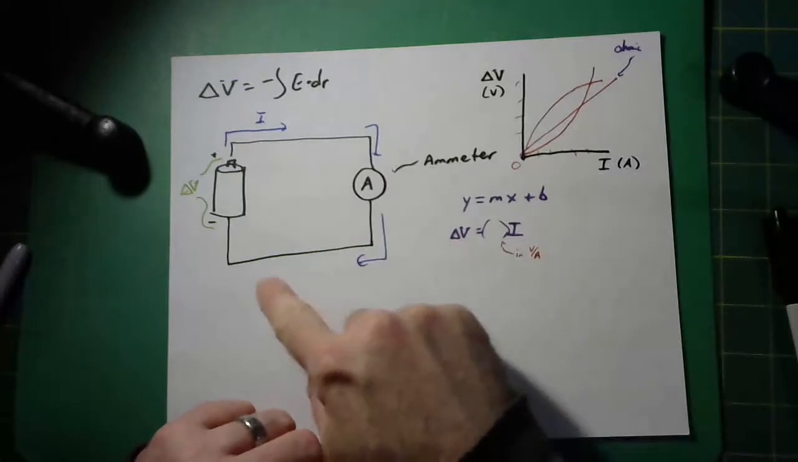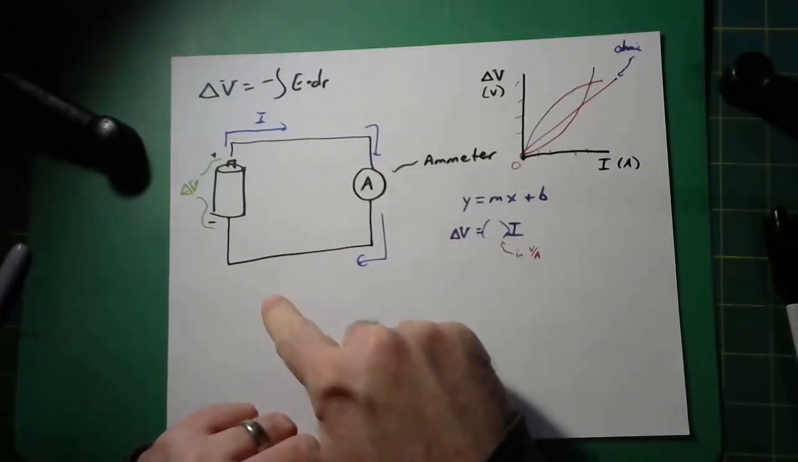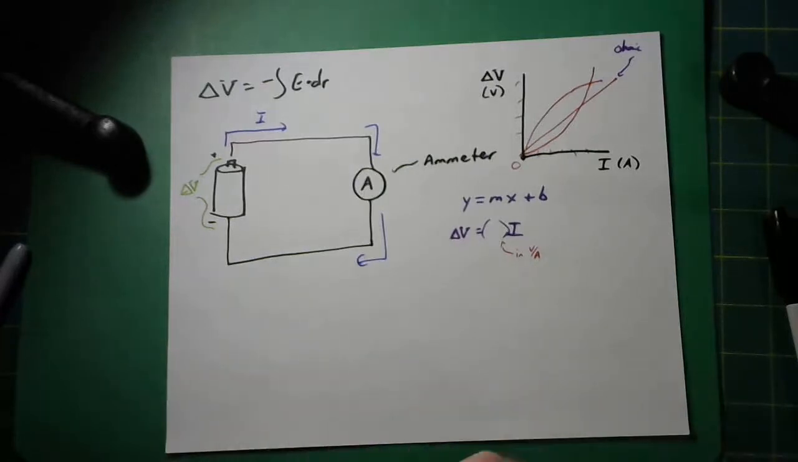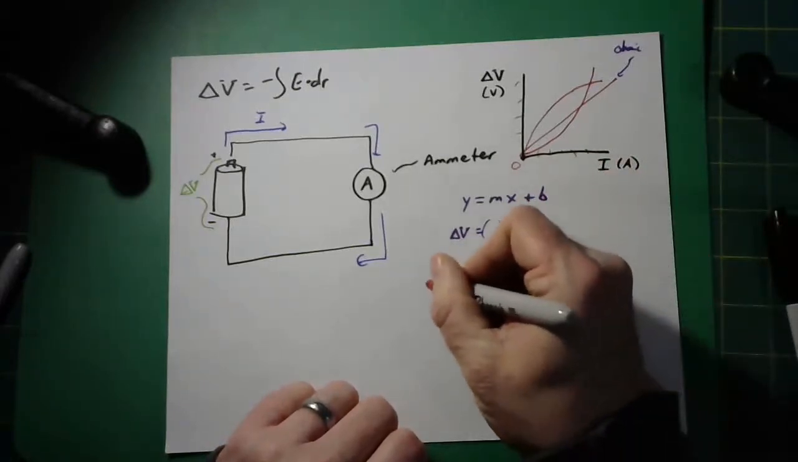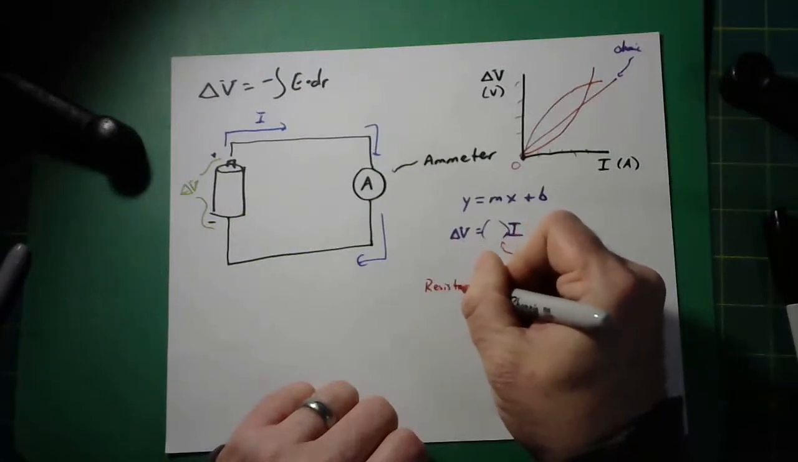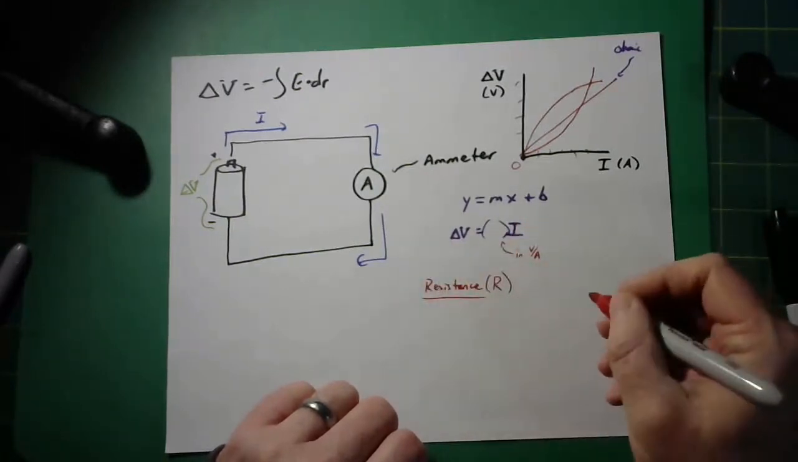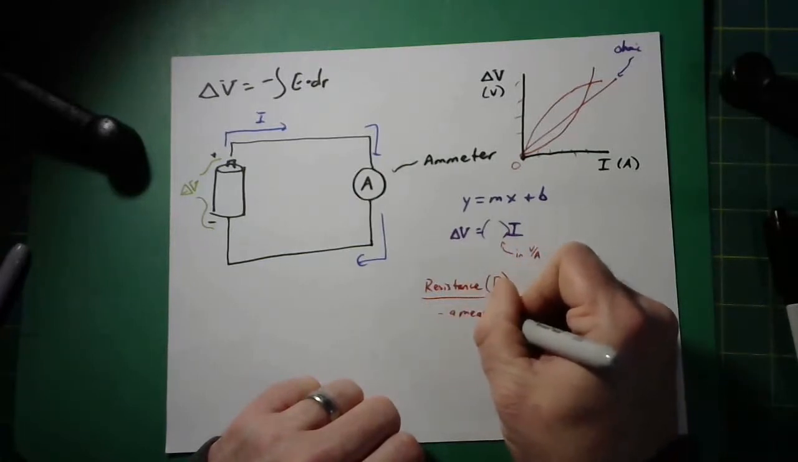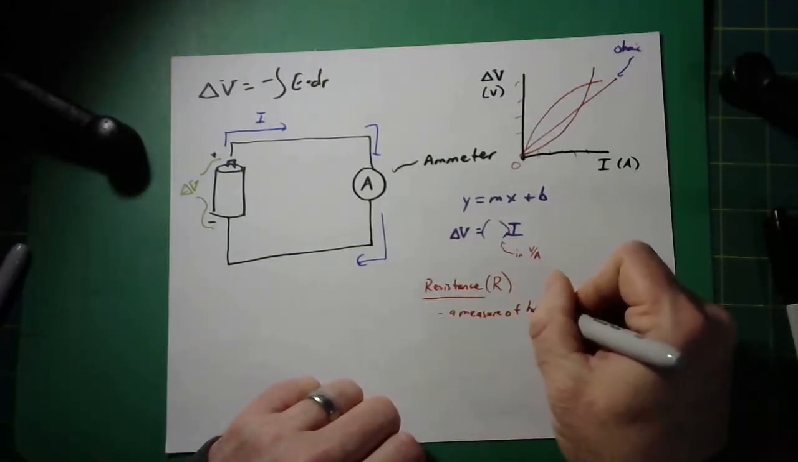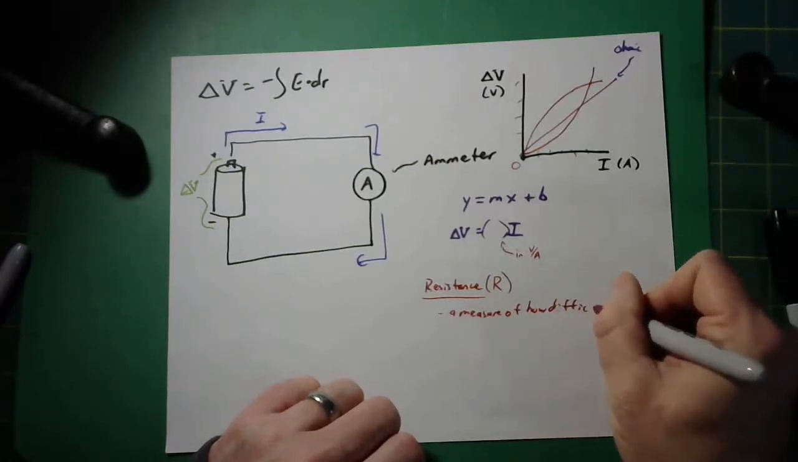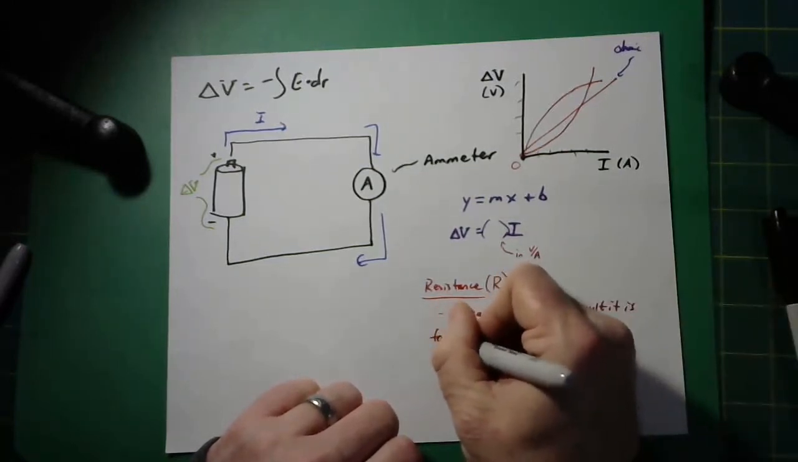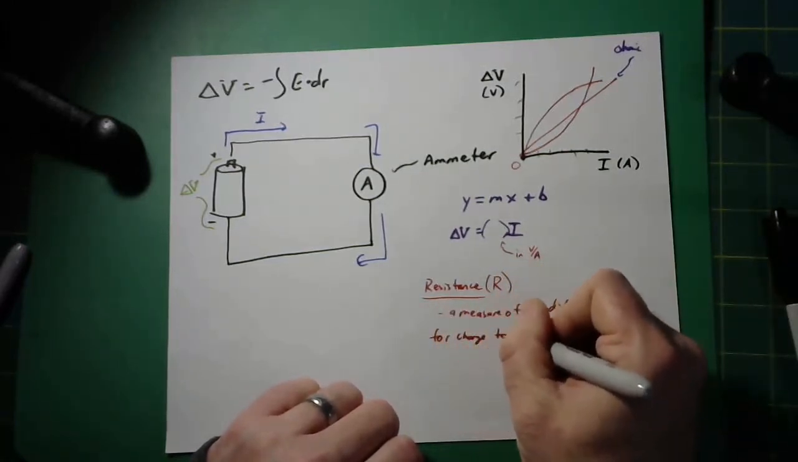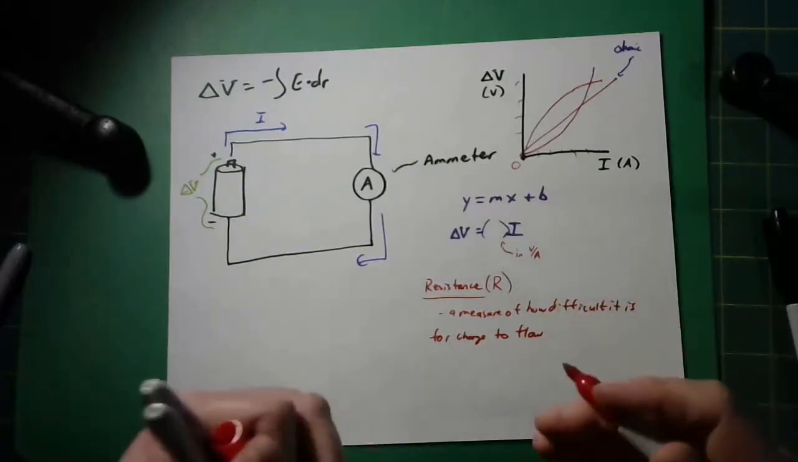So this is telling me something about this circuit, maybe something about the wires I've got hooked up here, about how difficult it is for charge to flow, right? And so what we're going to call this, we're going to give it the variable R for resistance. Okay? And that's going to be a measure of how difficult it is for charge to flow through a circuit. Actually, for charge to flow through any object, we could measure its resistance.